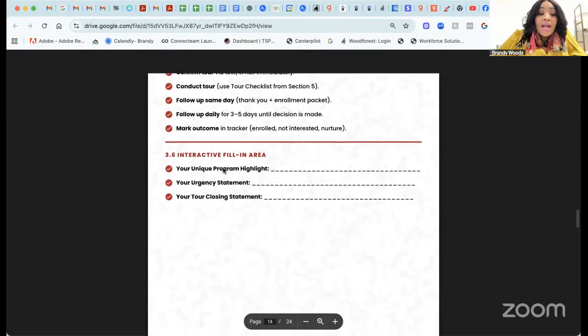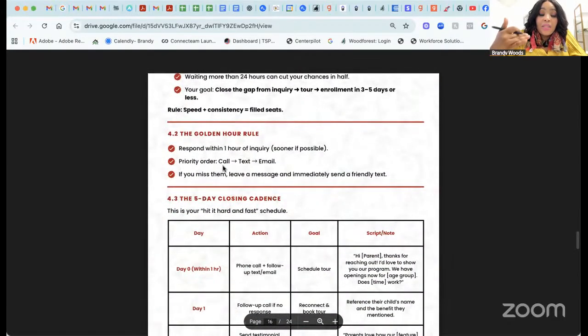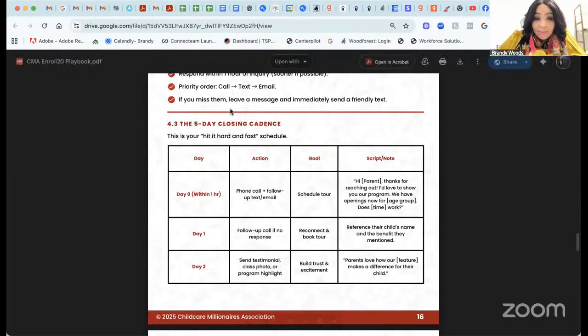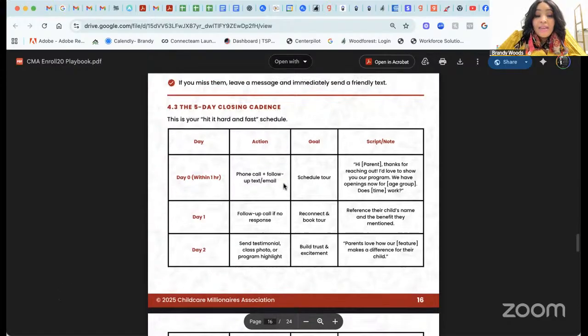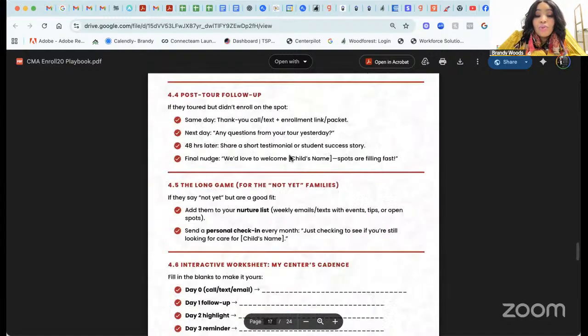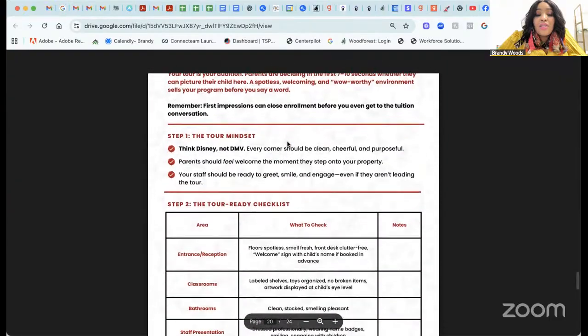There are all kinds of things in this workbook I think you should go through that would definitely help you. Someone asked me, how do I respond? Was that Patricia, I think, who asked? In here it gives a full closing sequence for day 1, day 2, what you should be doing, right? And so I wanted to just make sure that you do that.